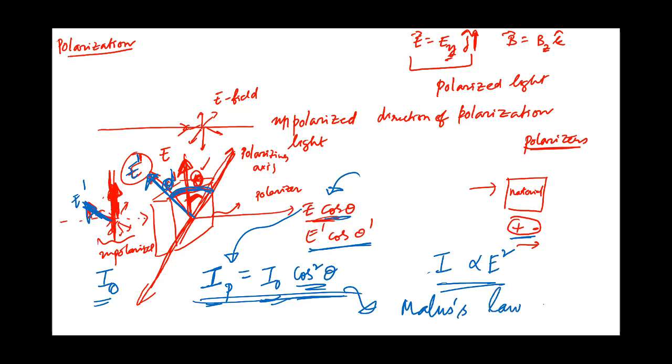Malus's law means basically that the polarized intensity is the incident intensity times cosine square theta, where theta is the angle between the polarizer axis and the incident electric field. Right? Okay. So with that, we basically discussed polarization, and you can have not just polarization along one particular axis. You could also have what is called right circular polarization or left circular polarization.